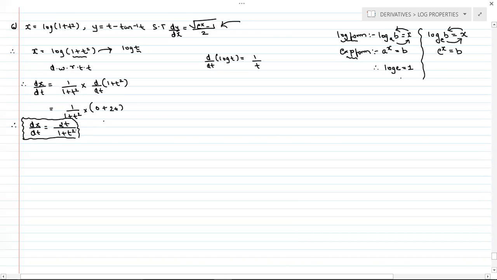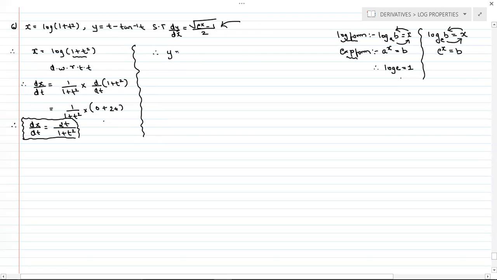So now after this we'll find dy upon dt. As I told, for this sum I will be using the parametric concept. So first we'll find dx upon dt. On the other hand, on the second part we'll find dy upon dt. So let's see what we will get.